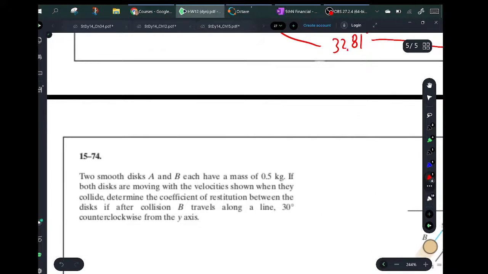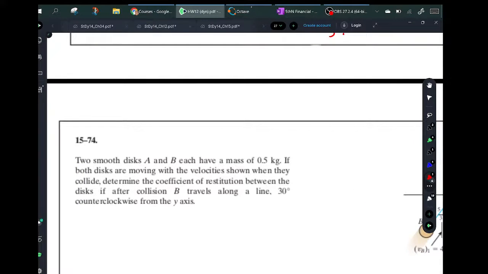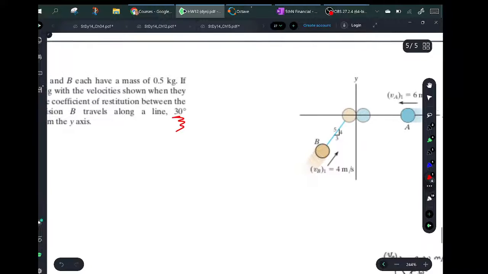But now what's he saying here? If both disks are moving with the velocity shown when they collide, determine the coefficient of restitution if B after the collision travels along the line 30 degrees counterclockwise from the y-axis. So this means after the collision, well, yeah, that doesn't look like 30 degrees.